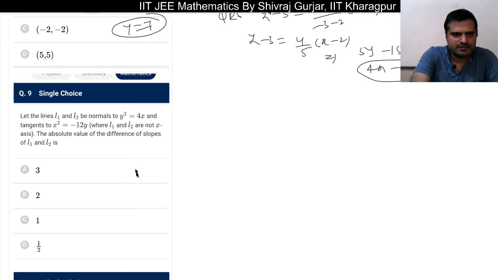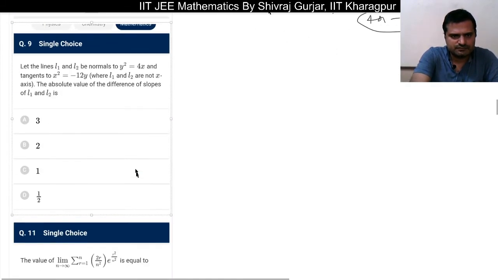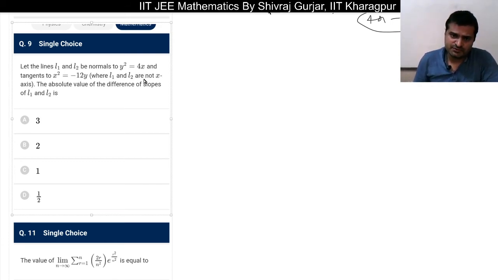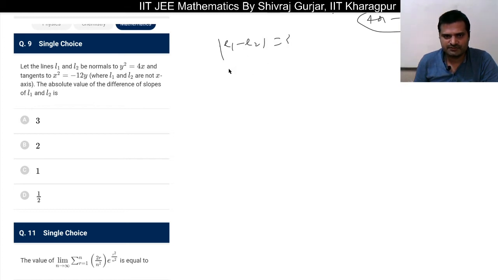Question 9. Let the lines L1 and L2 be normals to y squared equals 4x and tangents to the other parabola, and it is given that they are not the x-axis. Then we are asked the absolute value of the difference of the slopes of L1 and L2.